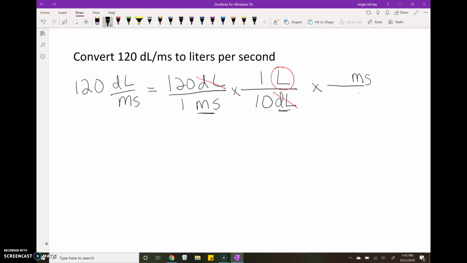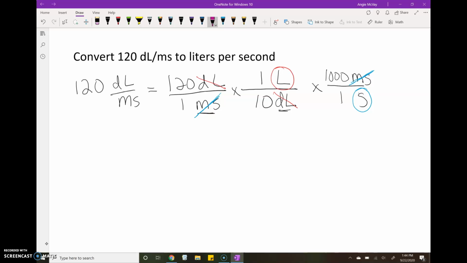We want to turn milliseconds into seconds. We want seconds on the bottom of our fraction, so we'll write them down there. For every 1 second, there are 1,000 milliseconds, since milliseconds are 1,000th the size of a second. When we multiply these, milliseconds are down there and up here, so they cancel out, and we have our desired unit in the denominator.